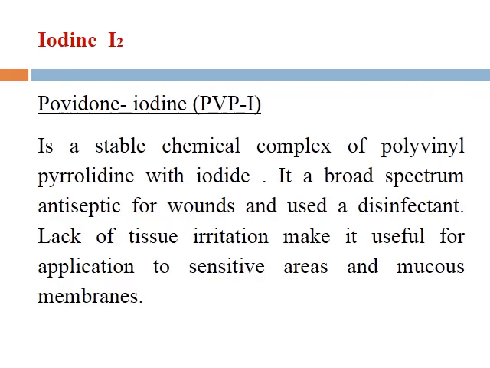PVP is a stable chemical complex of polyvinylpyrrolidone with iodine, and is a broad spectrum antiseptic for wounds and used as a disinfectant. The lack of tissue irritation makes it very useful for application to sensitive areas and mucous membranes.